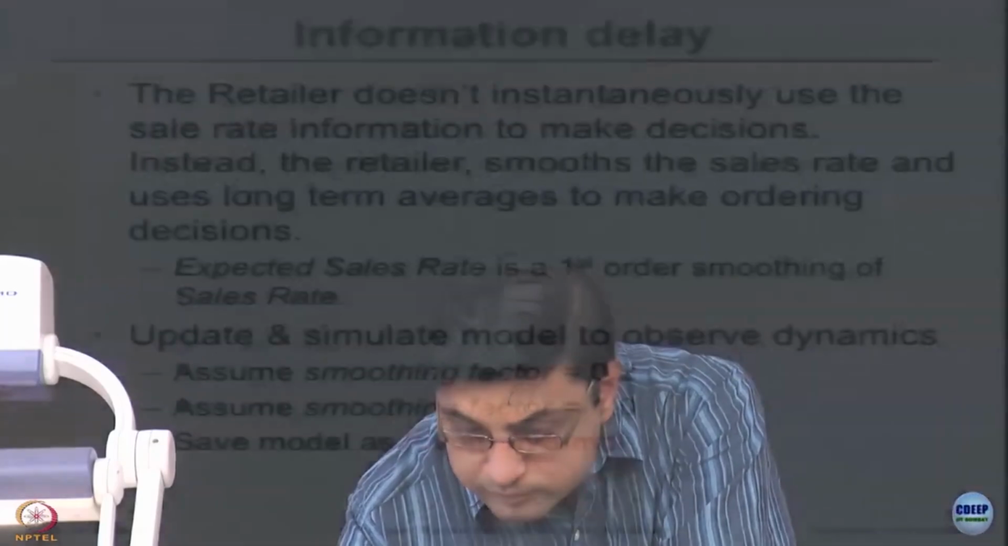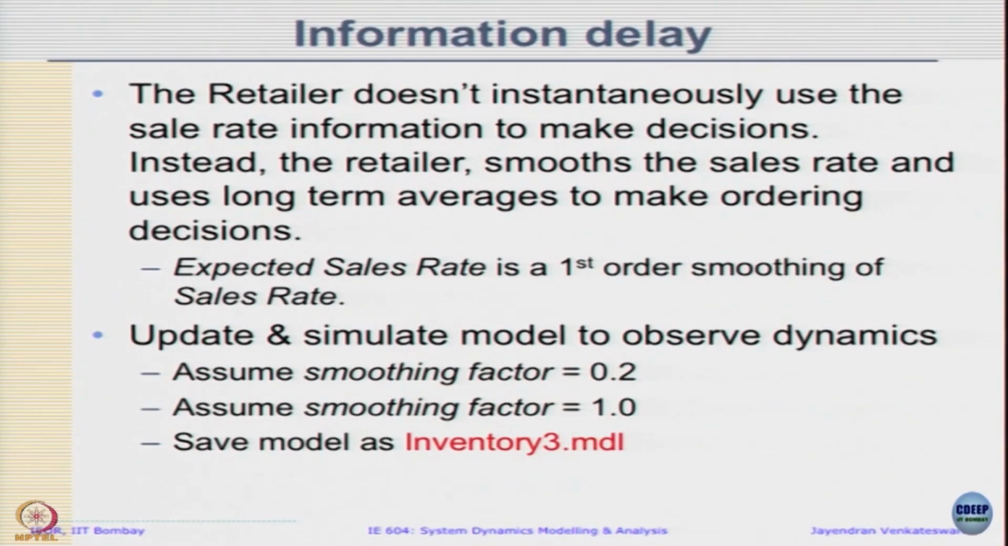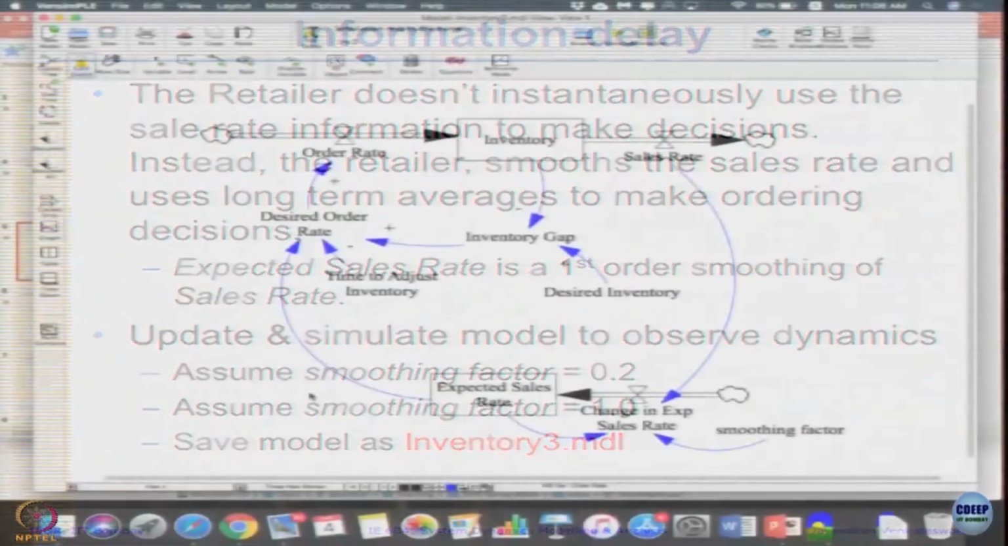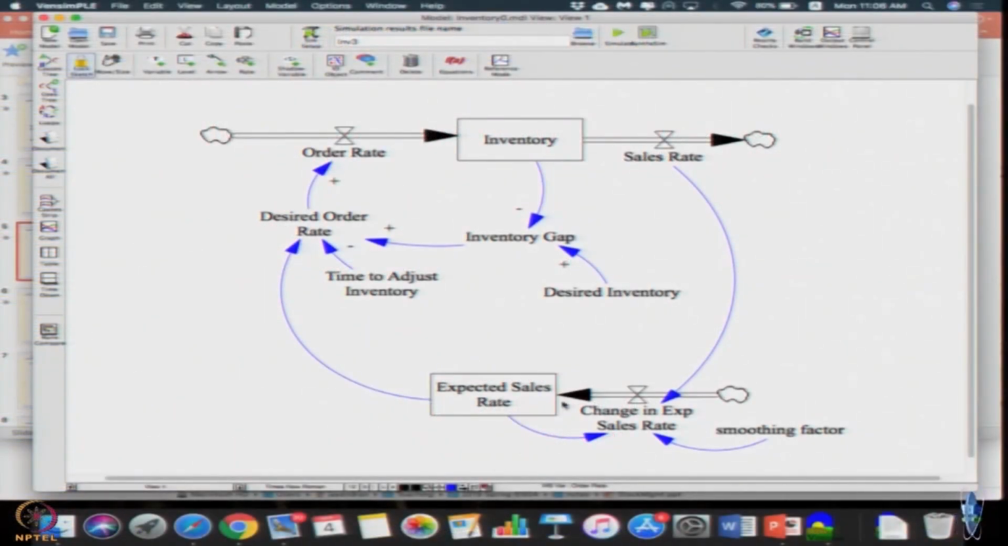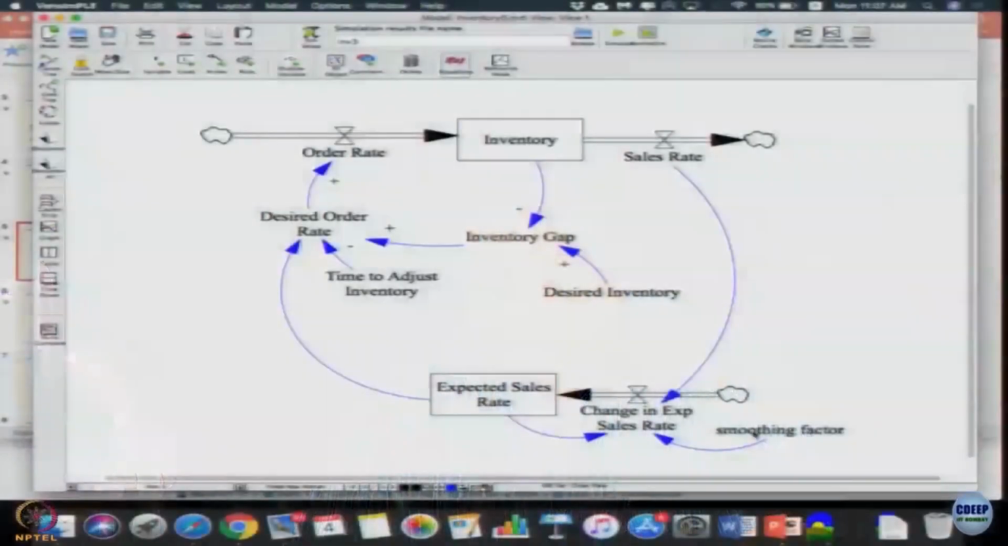Now let us make the model a little more realistic. Assume smoothing factor is 1. So, what does smoothing factor 1 represent? Initially say expected sales is 0, and the sales rate became say 20. So, 20 minus 0 is 20. If I give smoothing factor 1, that means the entire 20 units is added in the immediate period. So, expected sales rate will be equal to the sales rate immediately. Let us not use the word instantaneously. Let us see what happens in that scenario.